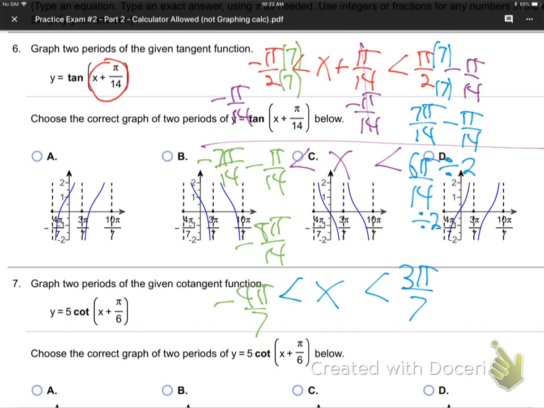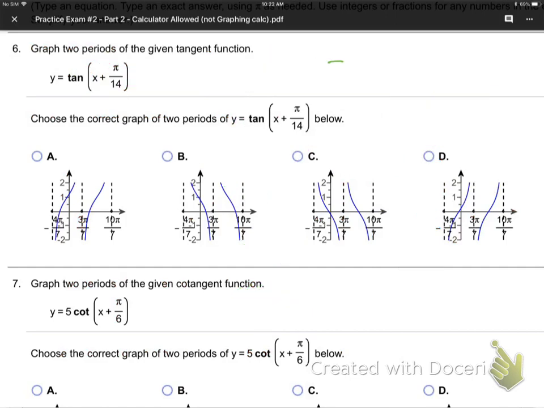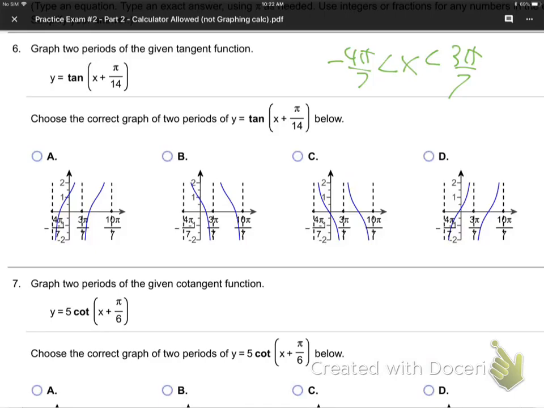Can you see it? I can go to a fresh screen where you can see things a little bit better. So remember we got minus 4 pi over 7 and 3 pi over 7. They all have it. We could eliminate some of them by going from positive to negative instead. Yeah, right. Tangent's got to go up to the right. Cotangent goes down to the right, but tangent goes up to the right.